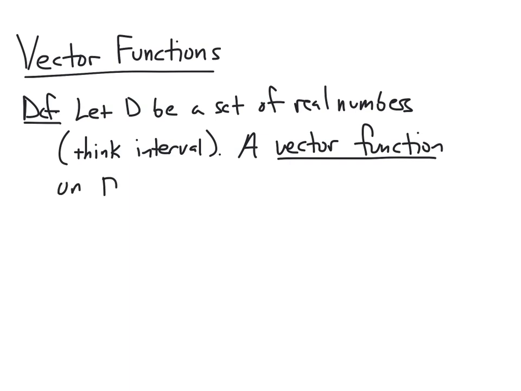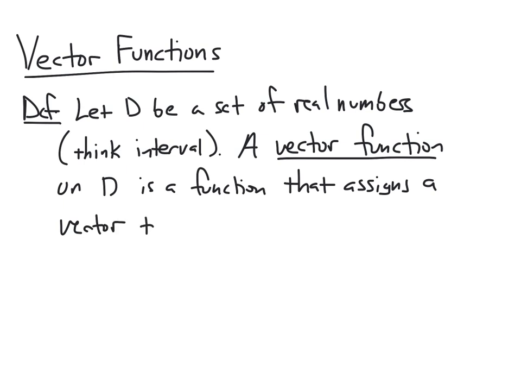So a vector function defined on D, where D is the domain of that function, is just a function that assigns a vector to each number in D. Right, so if D is an interval of real numbers, then each of those real numbers is assigned some vector in 3 space or in 2 space. This could be a 2-dimensional vector function as well.